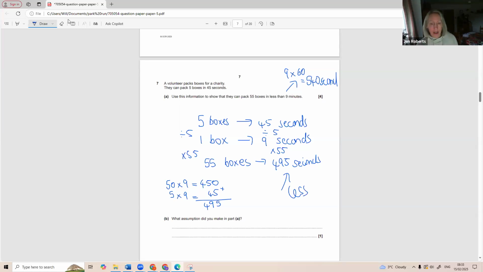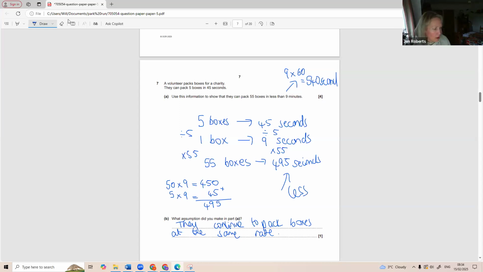Okay, so what assumption do we make? Something along the lines of, well, they packed at the same rate. Let's just see what we have in the mark scheme here. Yeah, they continue to pack boxes at the same rate. There are some other ones I'm going to read out in a second. They put "all faster" in brackets. That would work. So accept any comments here.